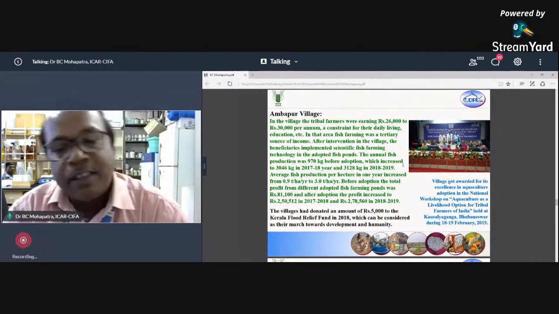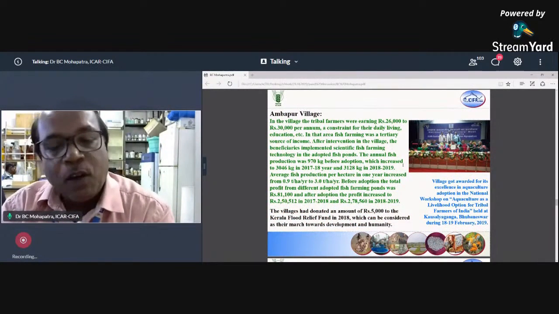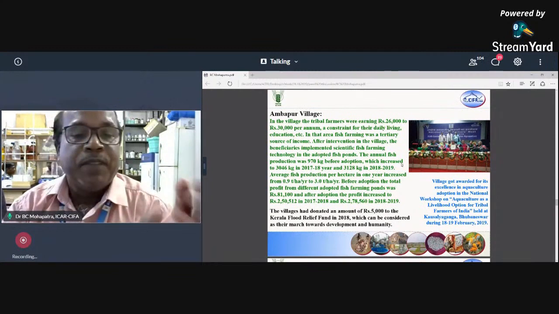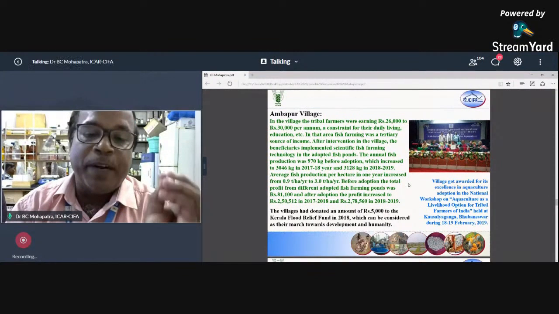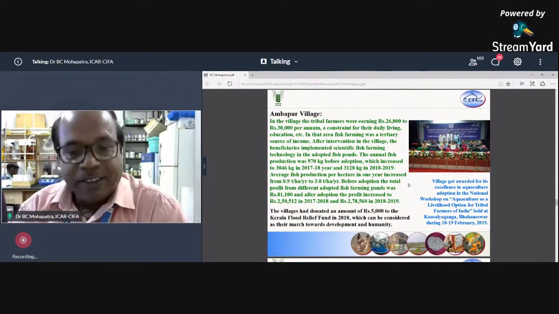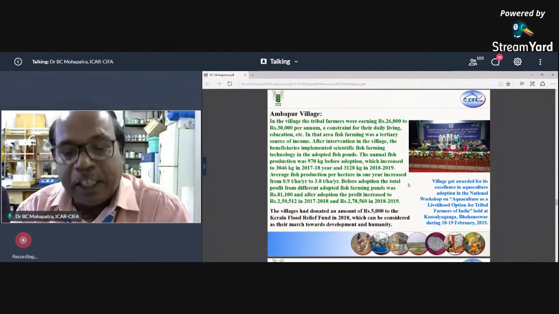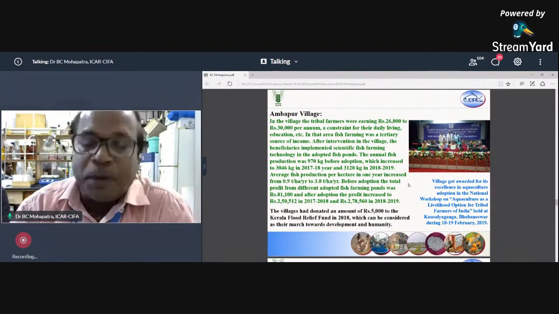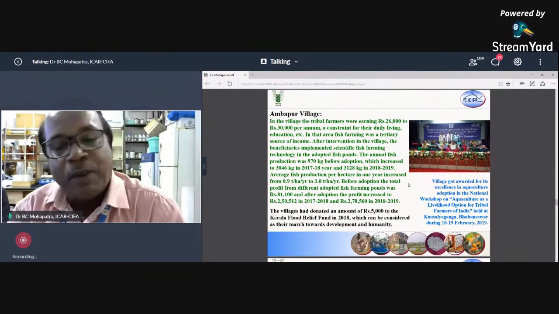Then Ambapur village. This is a poor village. We have adopted them, and proudly I can say, whatever benefit they got, they even contributed 5,000 rupees to the Kerala flood. They got the certificate issued from them also. And this particular village, now they are observing our August 15 and January 26, which they never observed before.